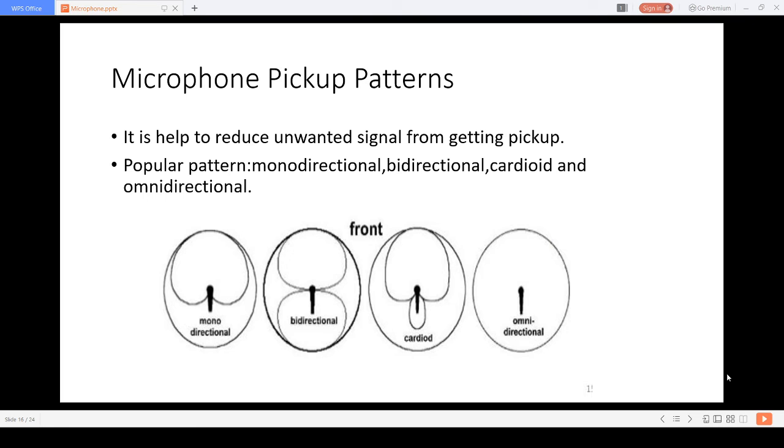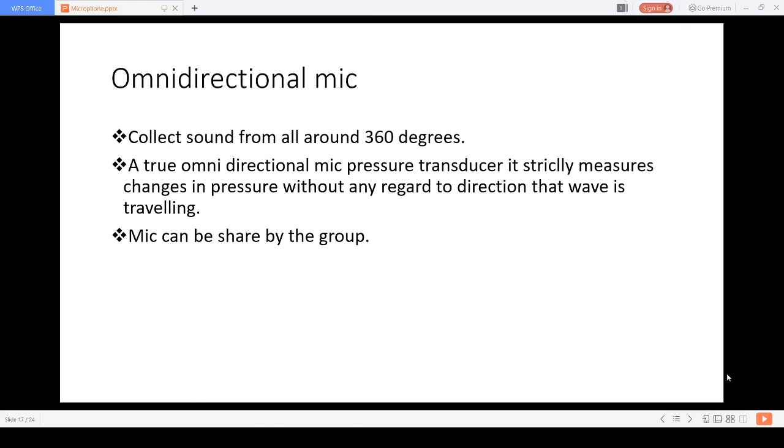Microphone pickup patterns help to reduce unwanted signal from getting picked up. There are many popular patterns like unidirectional, bidirectional, cardioid, and omnidirectional. An omnidirectional mic collects sound from all around, 360 degrees. A true omnidirectional mic, a pressure transducer, strictly measures changes in pressure without any regard to the direction the wave is traveling. The mic can be shared by a group.